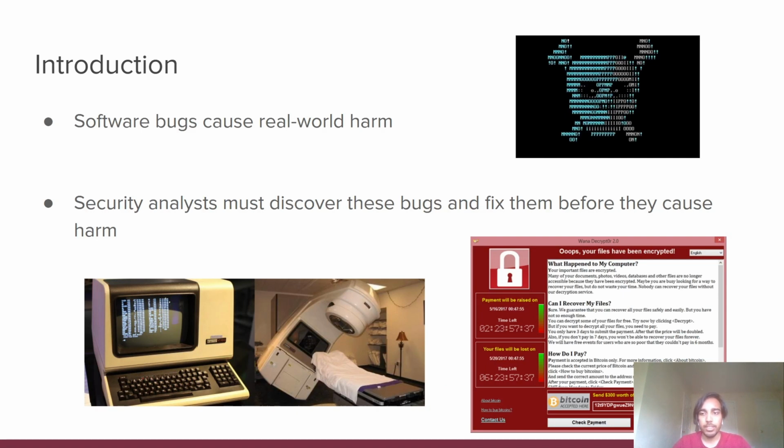So first up, let's look at what the problem is that we're trying to solve. As we all know, software bugs can cause real-world harm. For example, bugs like EternalBlue and Heartbleed have caused an enormous amount of harm in all kinds of facets. Now, security analysts have the task of discovering these bugs and fixing them before they can cause any real harm.